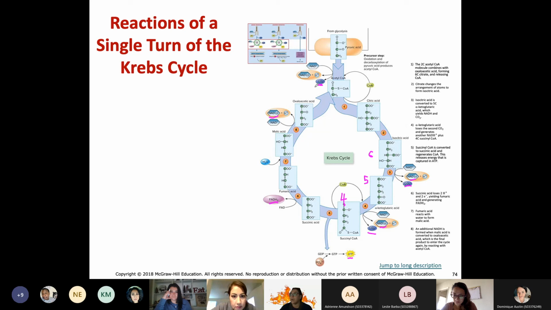And then guess what? Since you had 2 acetyl-CoAs, you go through everything again. And along the way, you make another CO2, another taxicab, another CO2, another taxicab, another ATP, another taxicab, another taxicab.